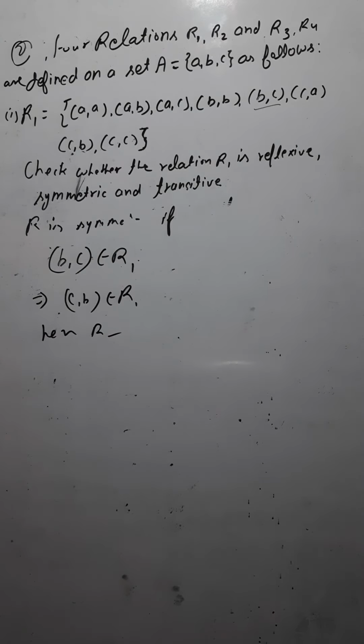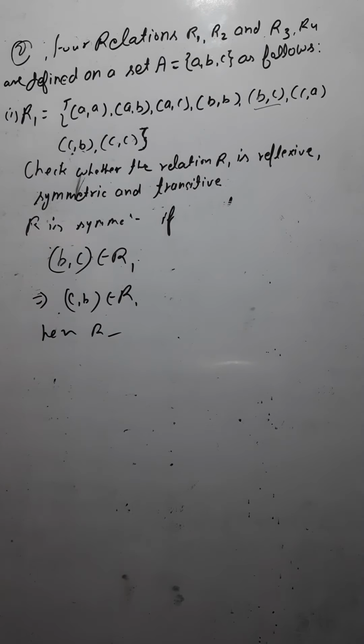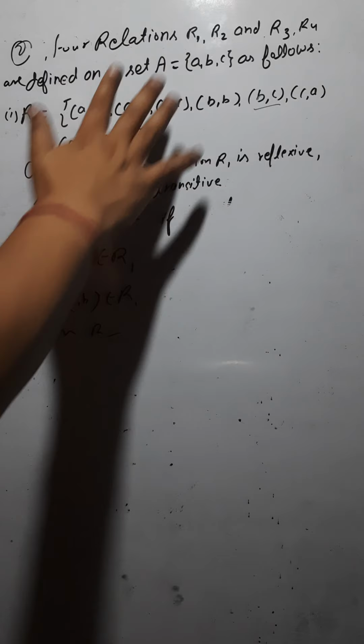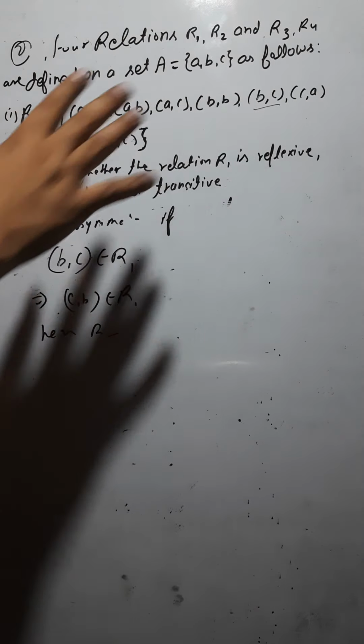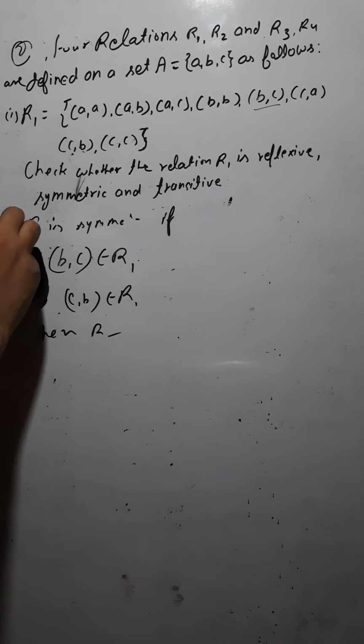You would not check for all. If you say AB is there and BA is not there, so hence it is not symmetric. It is not for all. Any two elements you can take at random. Are you getting it? Yes. So this is how you would show whether the relation is symmetric or not.